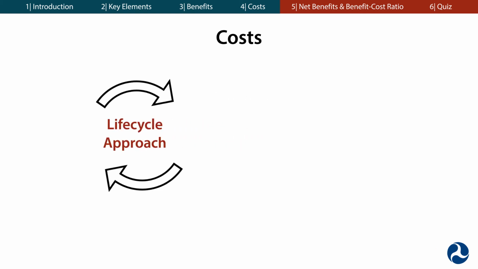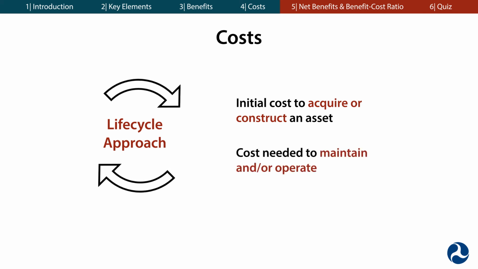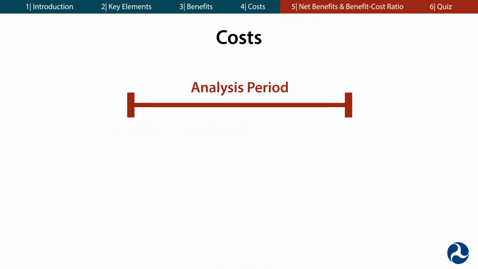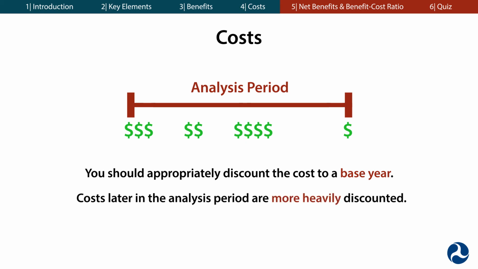That is, the analysis should include the initial cost to acquire or construct an asset, as well as the cost needed to maintain and/or operate it. Costs are generally incurred across a number of years. For costs incurred in the future, you should appropriately discount the cost to a base year. As we mentioned earlier, costs later in the analysis period are more heavily discounted.